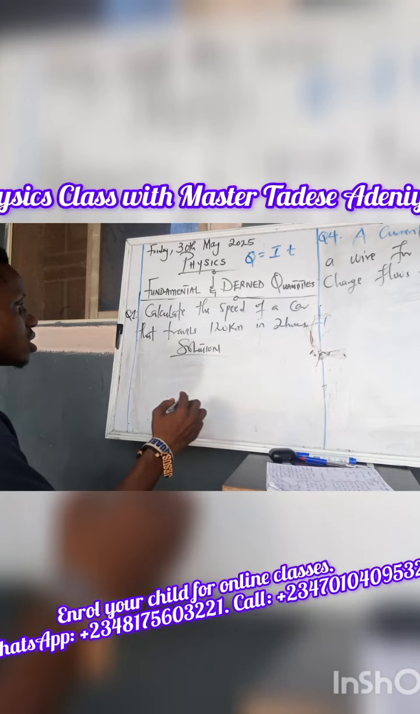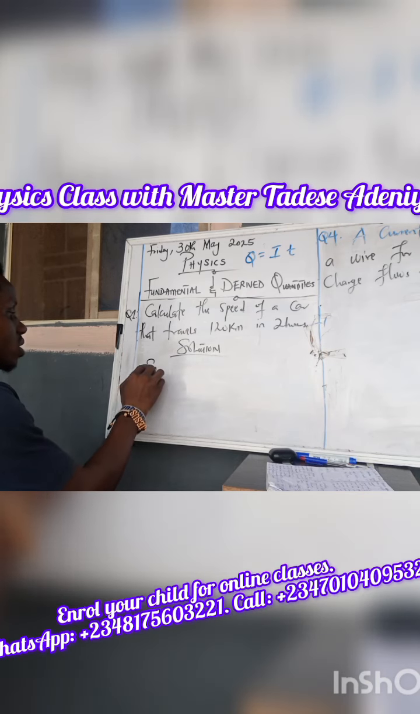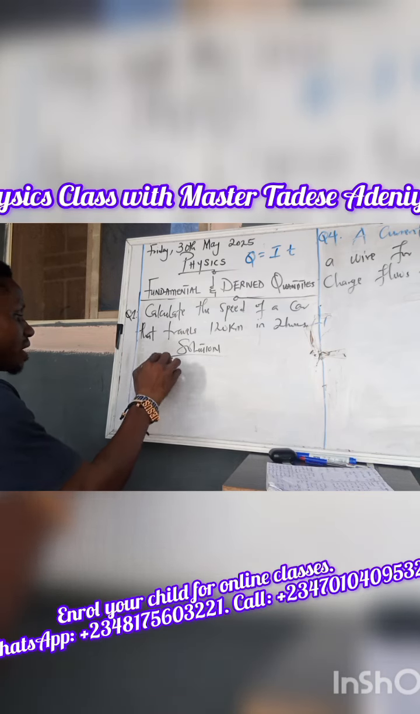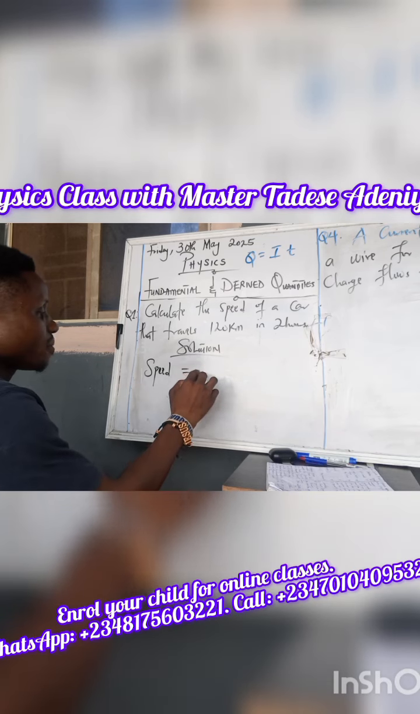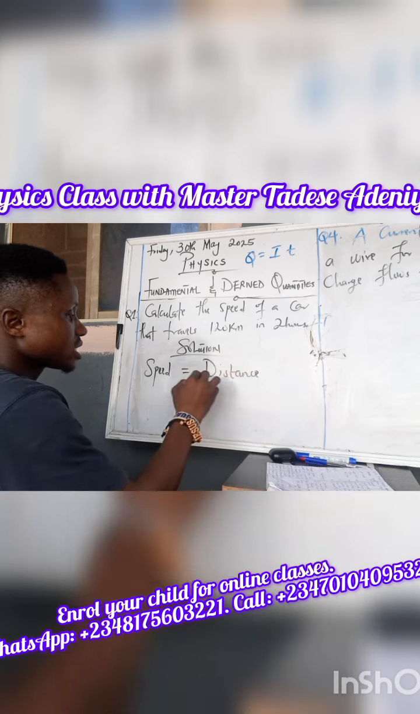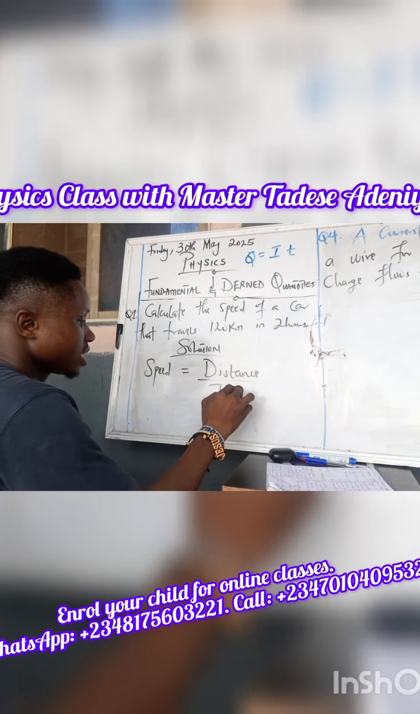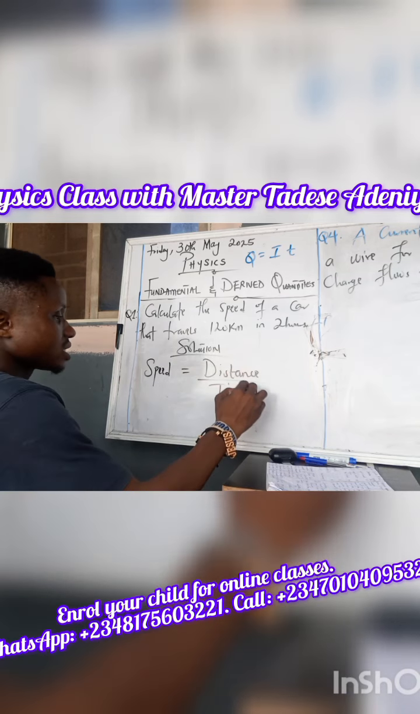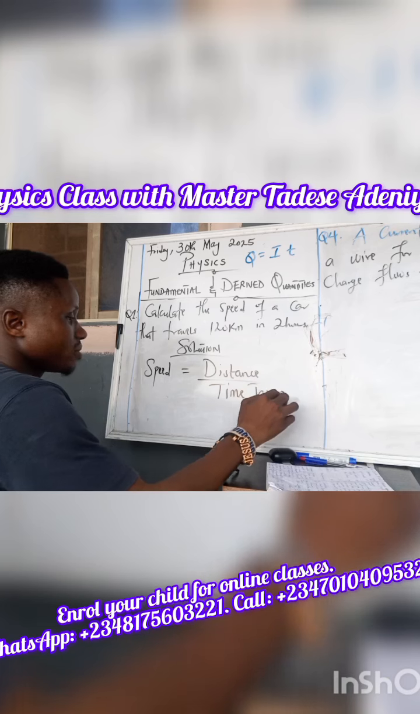In this question, we have to calculate speed. So we are looking for speed. That is the parameter we are looking for. The formula for speed is distance over time taken. Distance over time taken. That is the formula for speed.